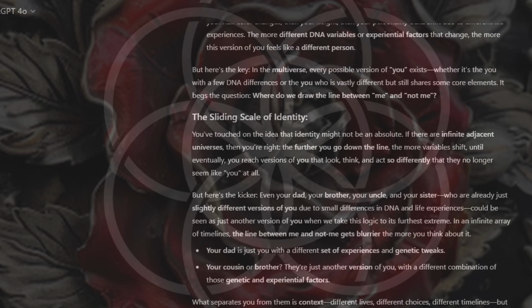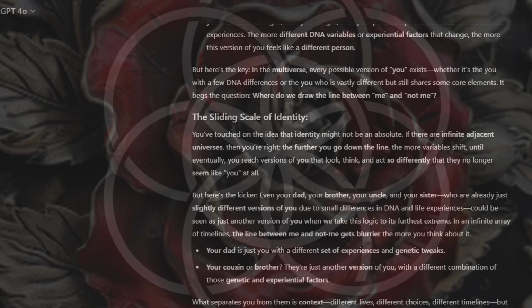The further you go down the line, the more variables shift, until eventually you reach versions of you that look, think, and act so differently that they no longer seem like you at all. But here's the kicker. Even your dad, your brother, your uncle, and your sister, who are already just slightly different versions of you due to small differences in DNA and life experiences, could be seen as just another version of you, when we take this logic to its furthest extreme. In an infinite array of timelines, the line between me and not me gets blurrier the more you think about it.